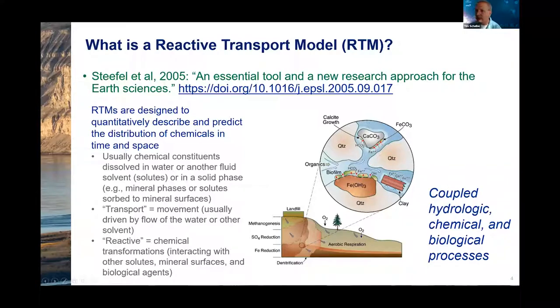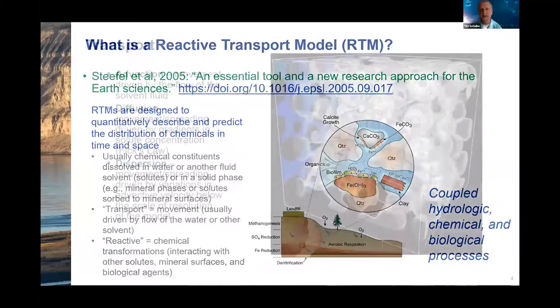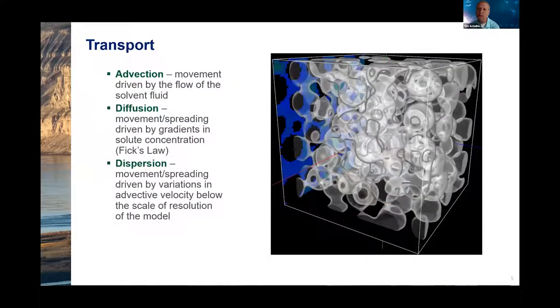And so the coupling amongst these processes is very challenging to understand. This is where reactive transport models can be very helpful to us in elucidating these complex interactions. So I'm going to talk a little bit more about transport first. What is underlying the processes of transport in a reactive transport model? Well, really, in most reactive transport models, there are three primary ways that things get transported in the system.